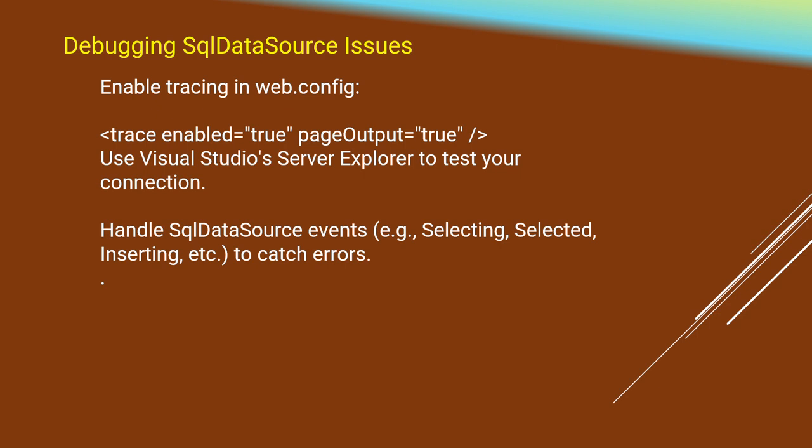When debugging SQL data source, enabling tracing can help you see what queries are executed and identify errors. Testing your database connection in Visual Studio also helps. Additionally, handling SQL data source events lets you catch and manage exceptions gracefully.